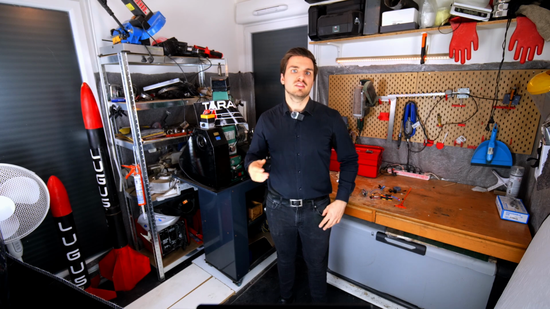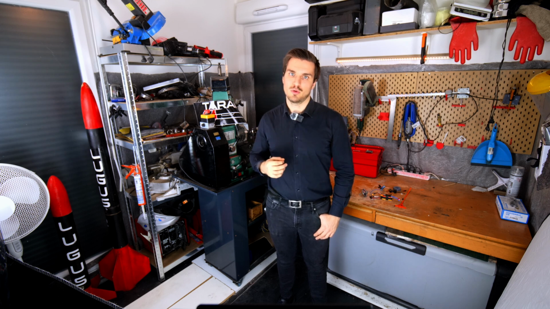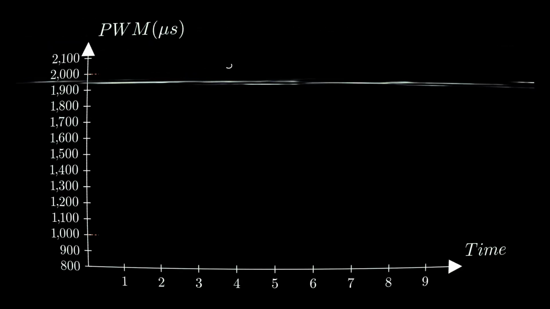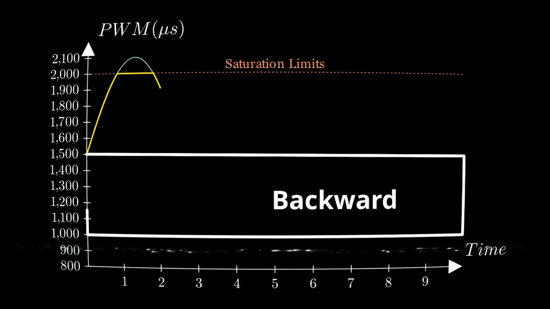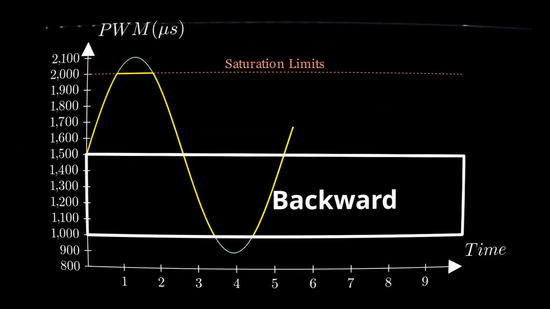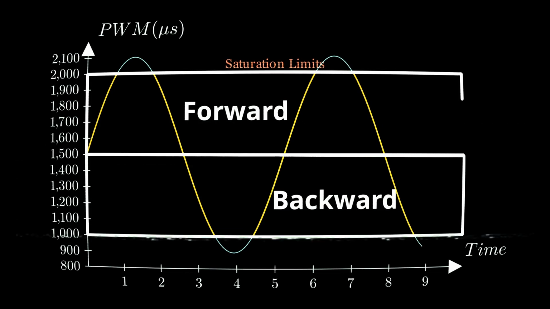Yes, we will count in microseconds, because it is simpler to represent what is really being sent to the ESC in the PWM signal. So the reverse rotation goes from 1100 to 1000 microseconds, and the forward rotation goes from 1500 to 2000 microseconds. And that's not all.